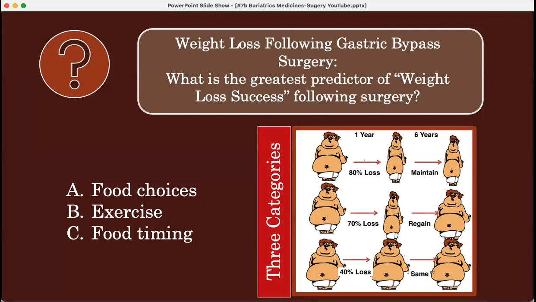Weight loss following gastric bypass surgery. What is the greatest predictor of who will do well? They've divided patients into 3 categories. At 1 year, one group has lost 80% of their preferred excess body fat, and they're able to maintain. The second group loses it, then regains. And then the third group has a 40% weight loss, and they remain the same. And the answer is, it all comes down to food timing.